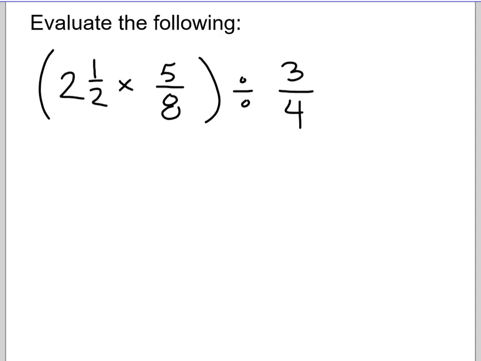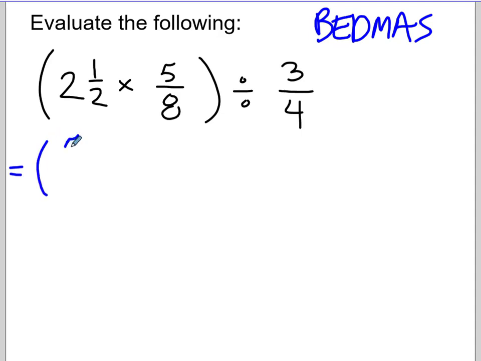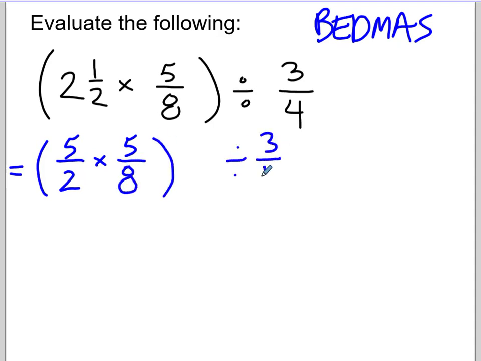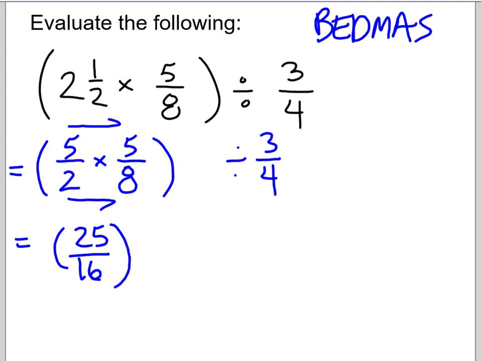Okay, I think this is the last one. Hopefully you're doing okay here, so make sure you pause and see how you're going. Brackets, multiplication, division, lots going on in this problem. So I'm going to do the brackets first. So I'm going to turn this into 5 over 2 times 5 over 8. And then I'll leave the dividing by 3/4 over here. Multiply across the top, multiply across the bottom. 25/16. And now I'm going to deal with this division.